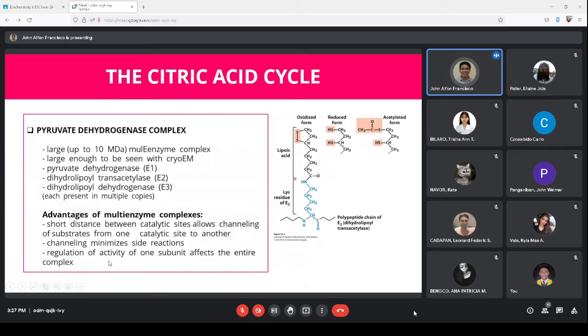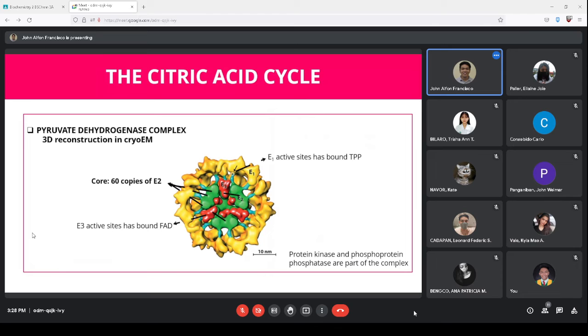Regulation of activity of one subunit affects the entire complex. This is also beneficial kapag i-regulate naman yung pyruvate dehydrogenase complex. Kasi once na may area ko doon na i-halt mo, mag-introduce ka ng inhibitor, affected na yung buong system. Okay? Ayan, ito yung itsura ni PDH.